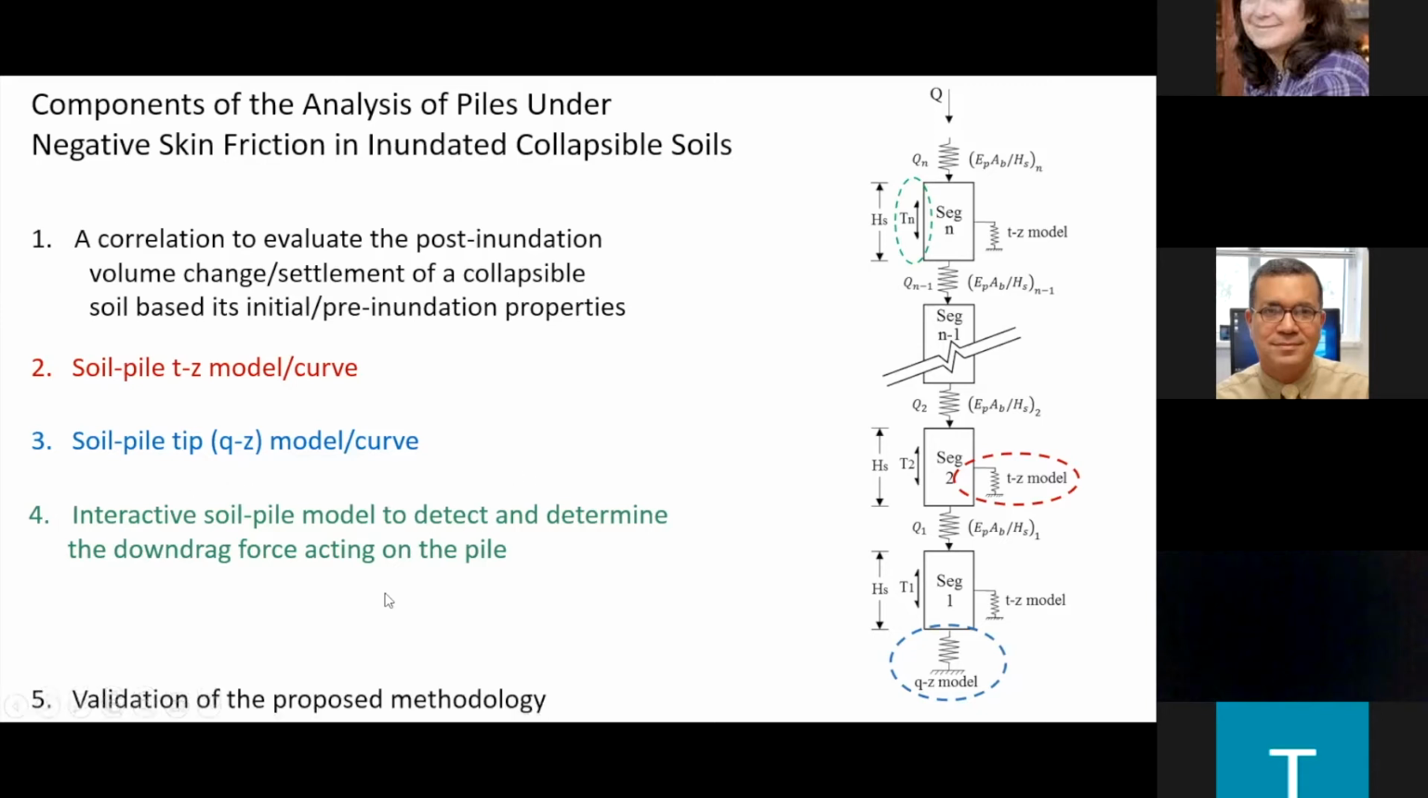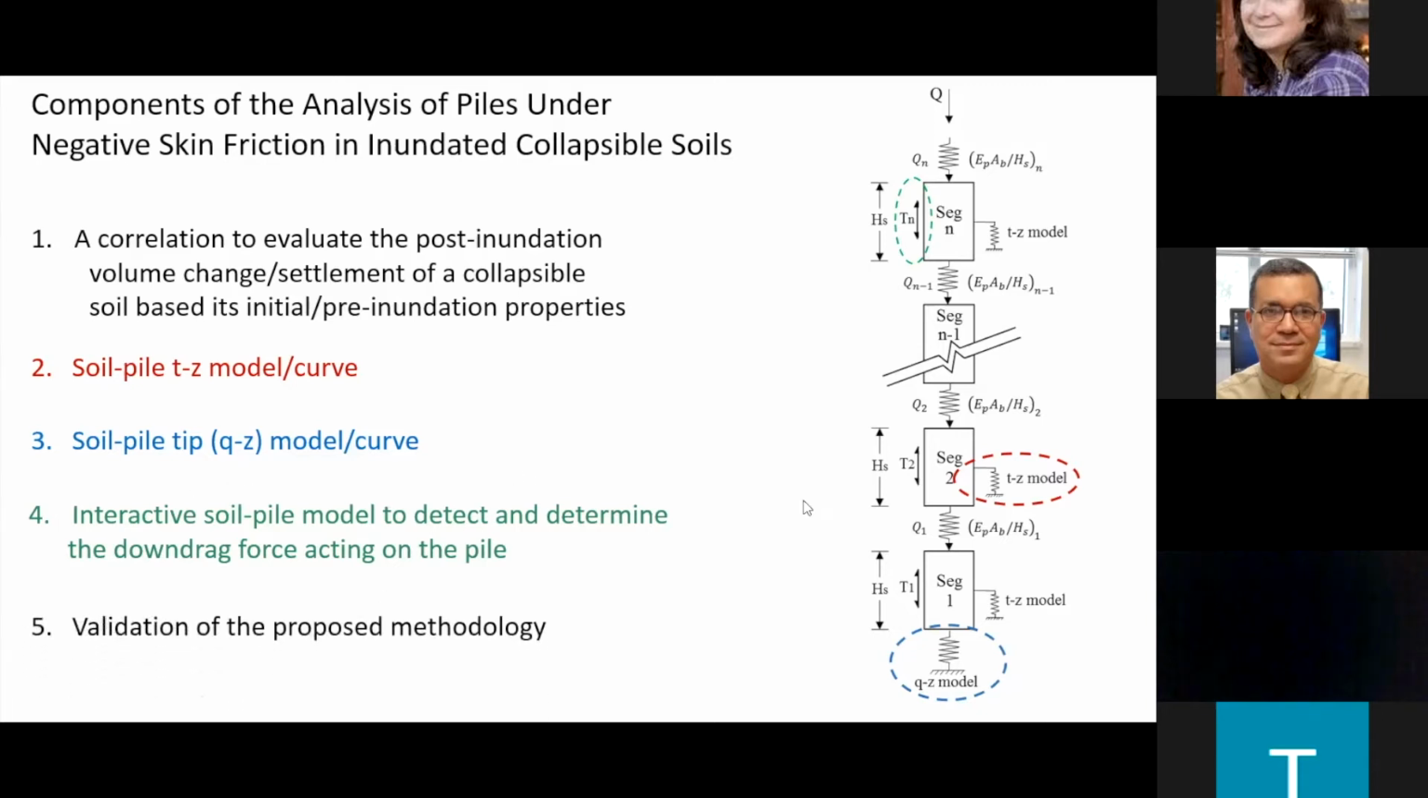And then the fifth one that we have there, we need to validate the proposed model. Of course, we cannot start this work from scratch. This is a very lengthy phase of work, and we should have work done before. The one that we are going to do is the correlation of the collapsible soil in order to assess its properties.